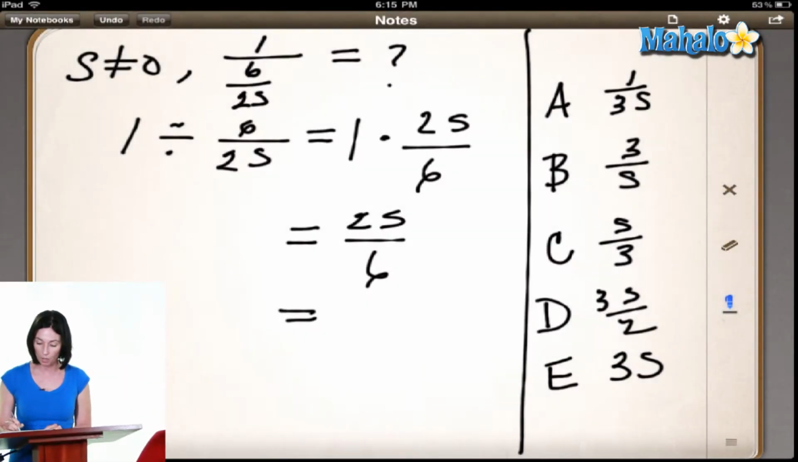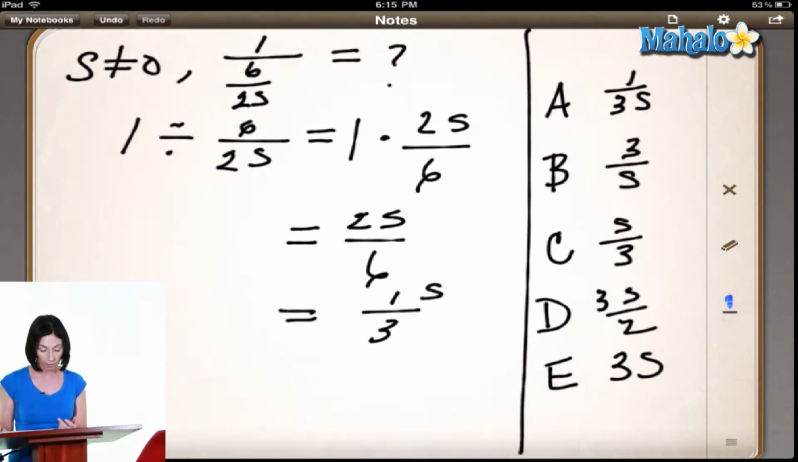Reduce. Always reduce as much as possible. Okay, so how can we reduce 2s over 6? Can we do anything about the s? Now, the s is just a variable. We don't know what it is. But what is 2 over 6 reduced to? 1 over 3. Exactly. So this becomes 1 over 3 times s.